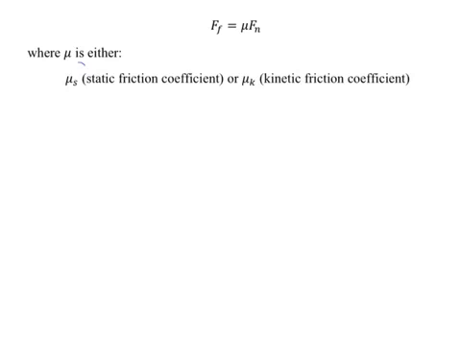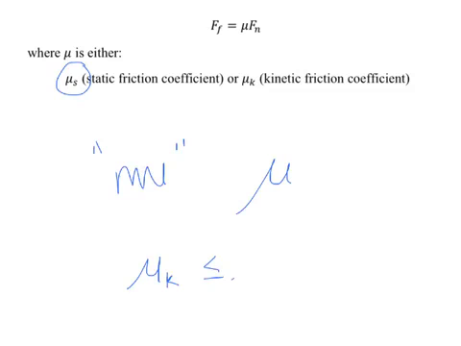So again, this value here is called mu, M-U, okay? Greek symbol, it looks like this if you were to draw mu. Mu S stands for static, mu K stands for kinetic. And again, because it's tougher to overcome static friction, the same relationship exists. Mu K is less than or equal to mu S.